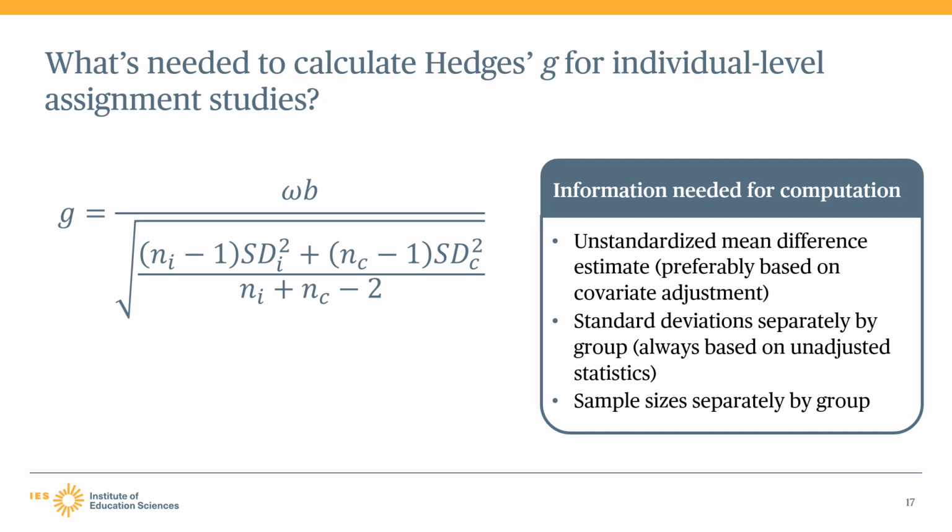The third and final type of information needed to calculate this effect size are sample sizes, separately for the intervention and comparison groups. These are NI and NC in the equation. To summarize, the most straightforward calculation of a Hedges G effect size from an individual level assignment study for a continuous measure will require reviewers to specify the unstandardized mean difference value, standard deviations by group, and sample sizes by group.